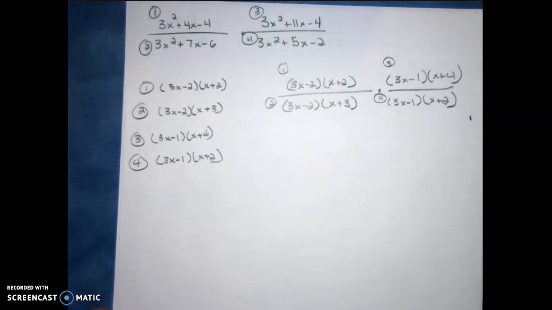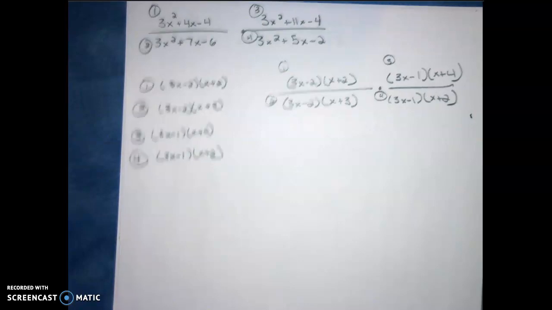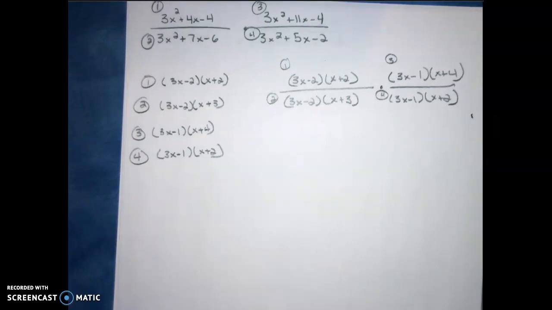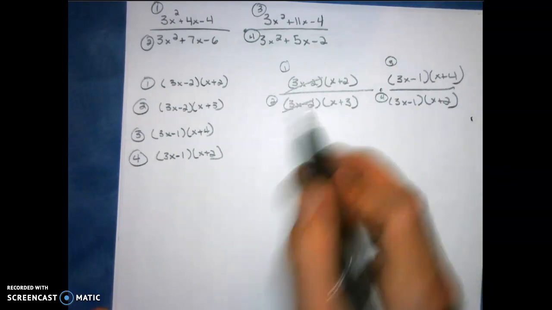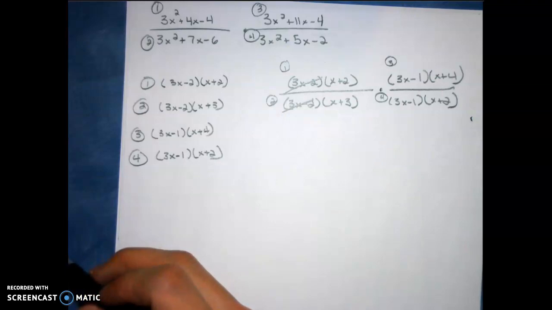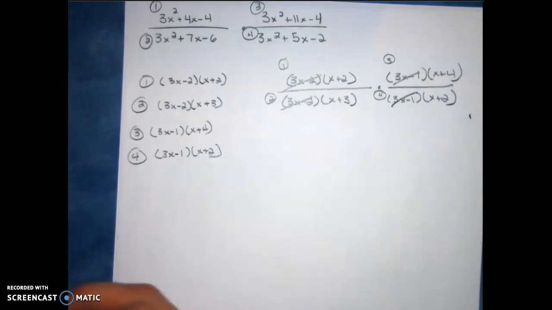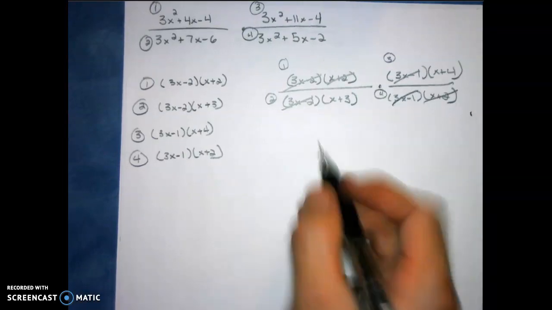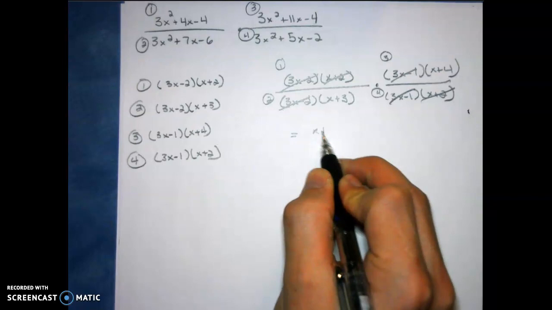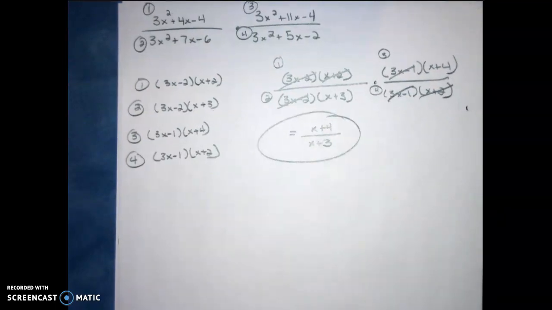All right, so now we look for things to cancel. Remember that things can only cancel when there's one in the numerator and one in the denominator. So here we can cancel these 3x minus 2's. Here I'm going to cancel these 3x minus 1's. And then I can cancel these x plus 2's. All right, so then I'm left with x plus 4 over x plus 3. There's my answer.